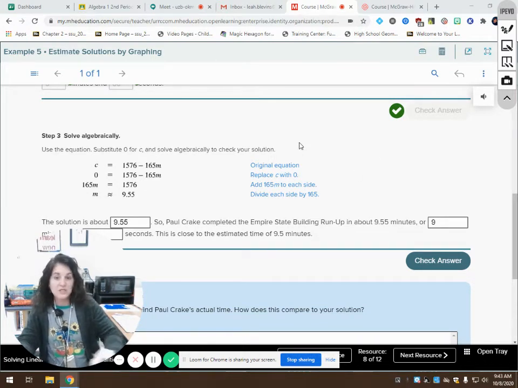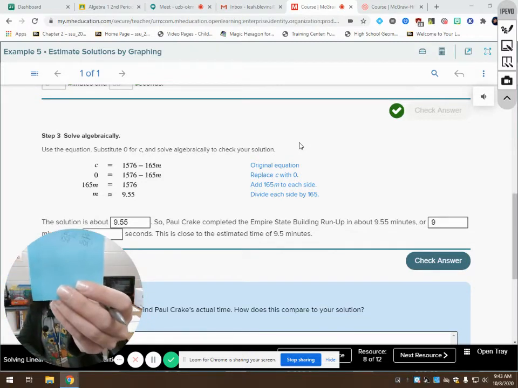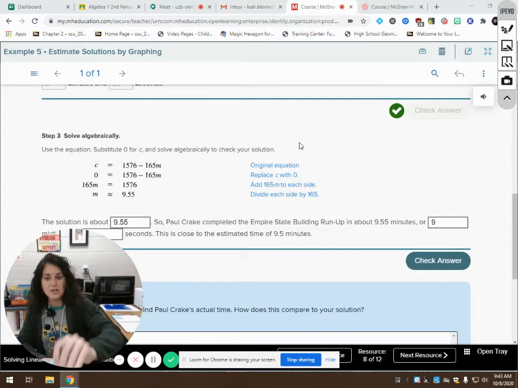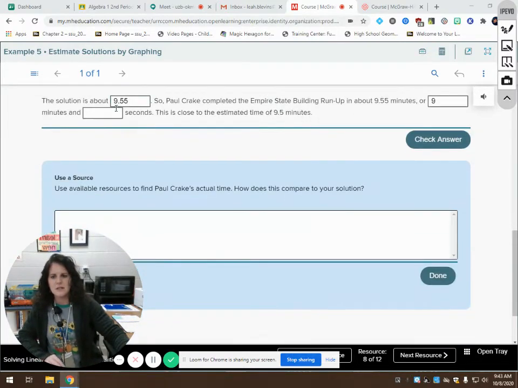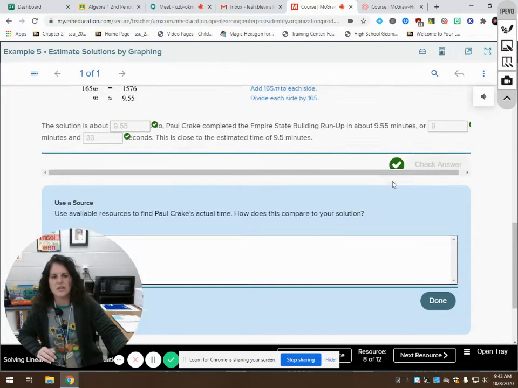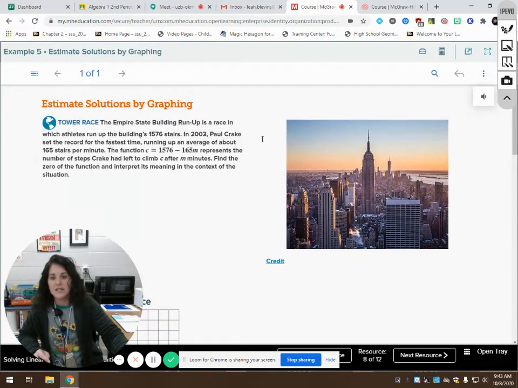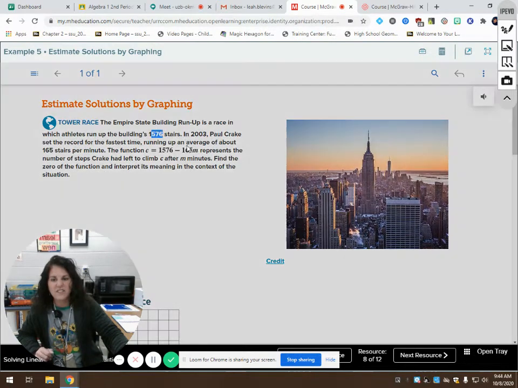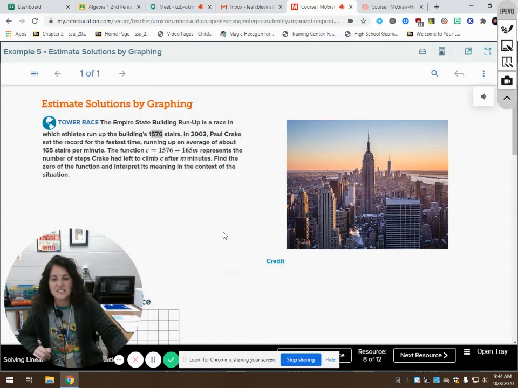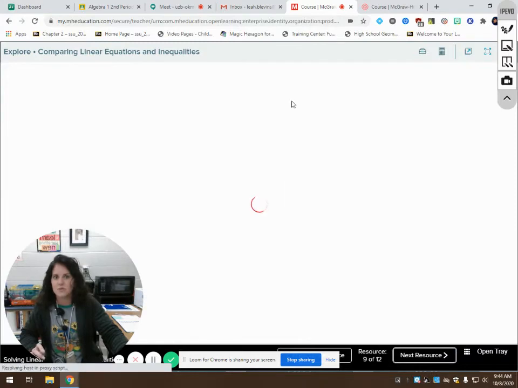But anyway, when I cross multiplied and divided, I get 0.33, or not 0.33, but 33, so that would be 33 seconds, 33 out of 60, right? So it took him 9 minutes and 33 seconds. That is awesome. 9 minutes and 33 seconds to run up 1,576 stairs. Whoa, I can't imagine what his calf muscles look like, or how his calf muscles felt for that matter.